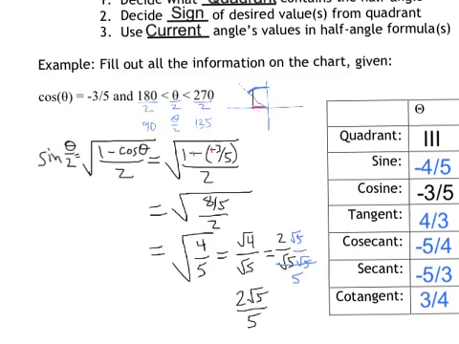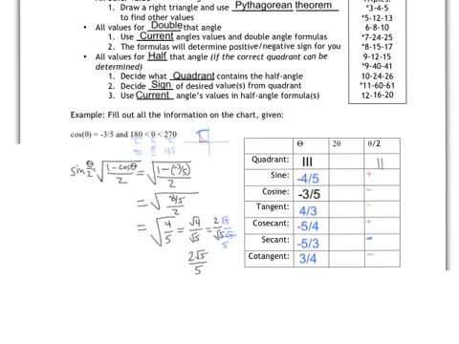And we decided earlier, because of where theta halves is, that this has to be a positive value. And so I can fill that in my chart now. A positive 2 square roots of 5 over 5.